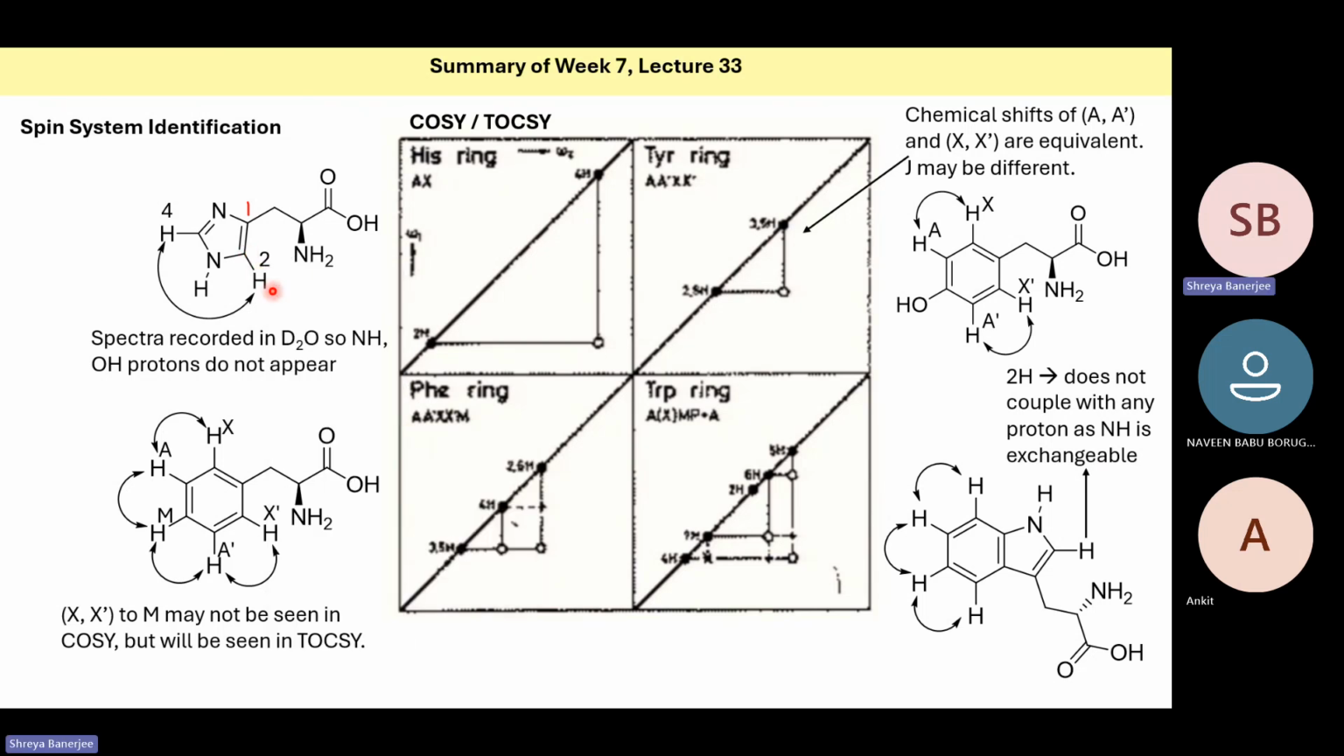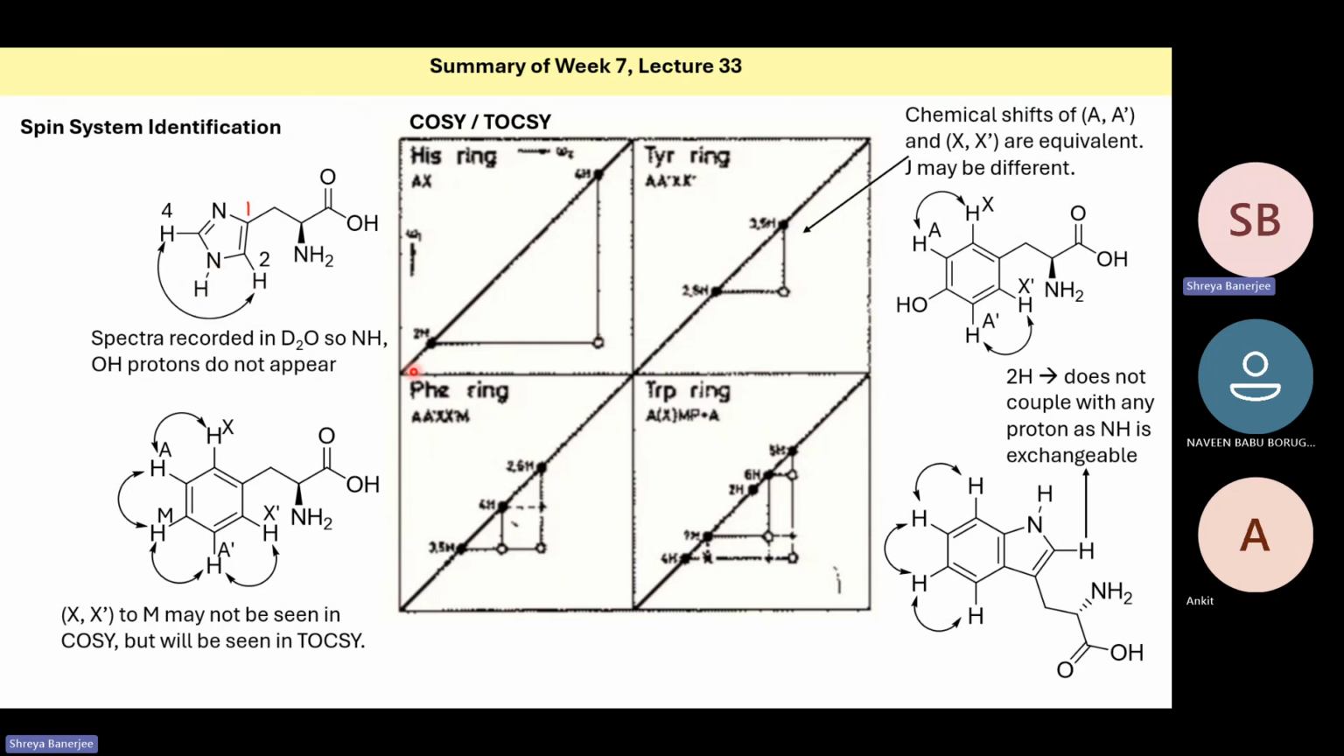Then this hydrogen can be written as H2. This will be H3 and this will be H4. So the histidine ring only has two protons, H2 and H4. This hydrogen attached to NH, I have already discussed that hydrogens attached to residues like N or O are exchangeable with the D2O or H2O solvent, and so they will not appear in NMR.